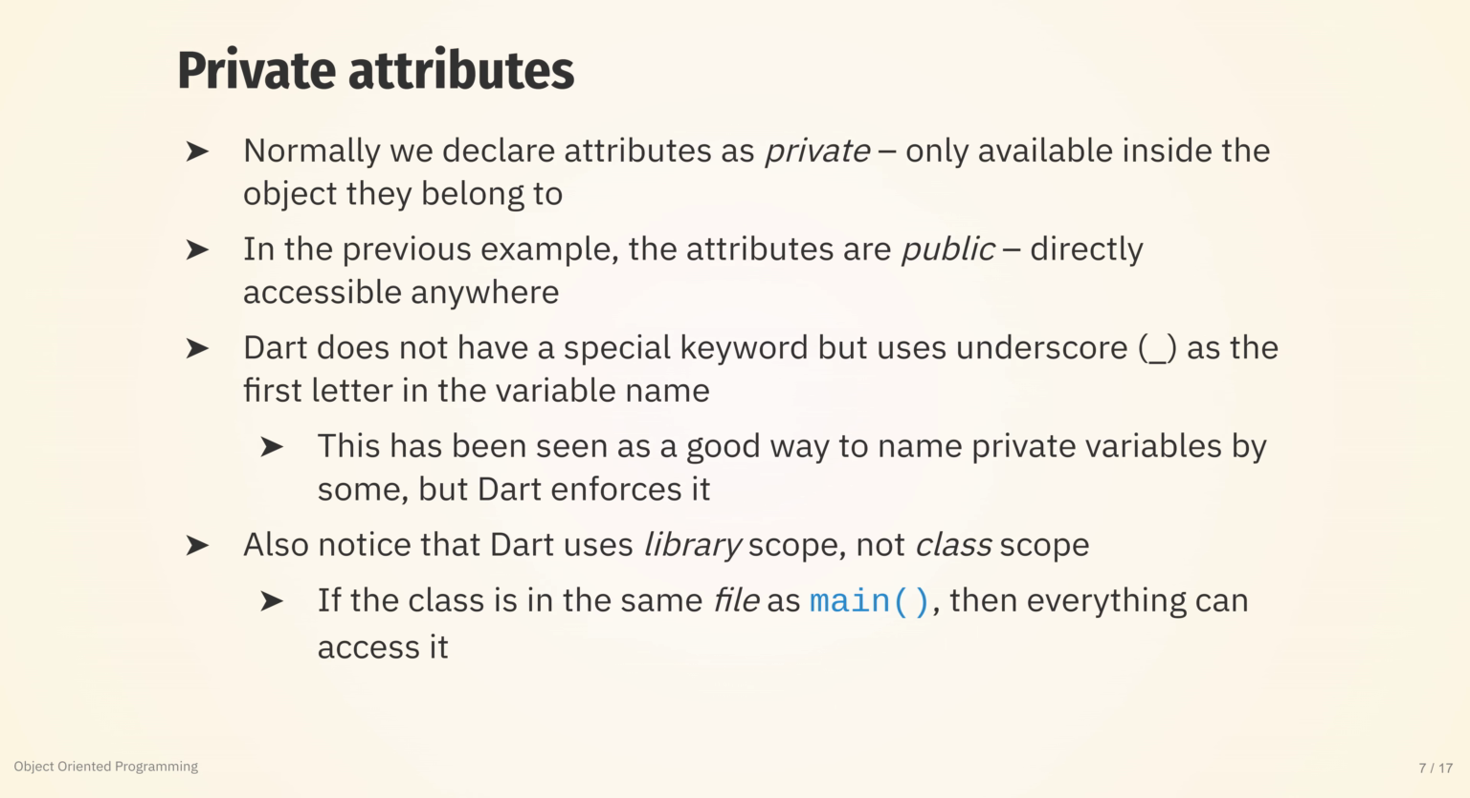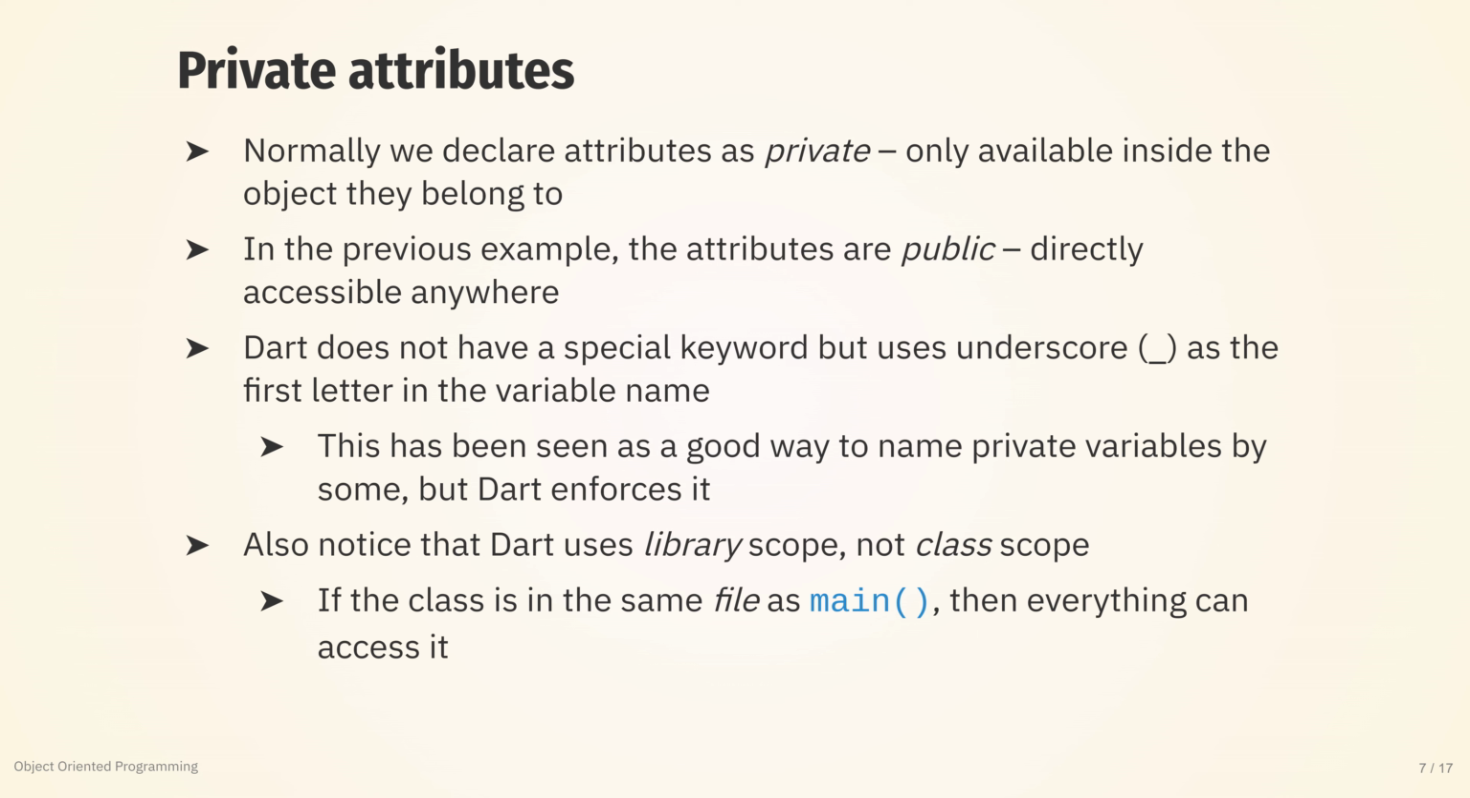In other programming languages, we usually declare our attributes or the fields as private. So they should only be accessible in the objects where they belong. It's part of encapsulation in programming. But in the previous example, they weren't. They were public, so anyone could access them anywhere.